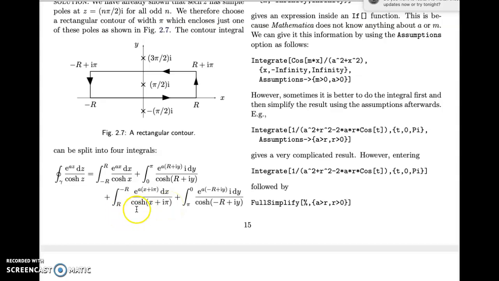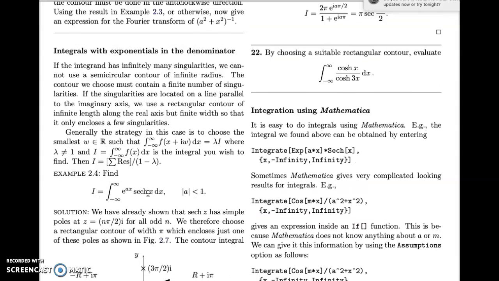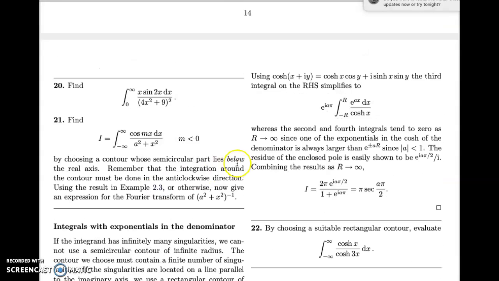What I've done here is I've got a minus sign. I'm using that to swap the limits from r and minus r to minus r and r. Then I'm just writing this out in two bits like that.